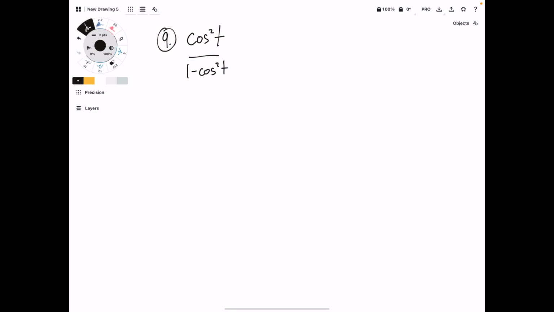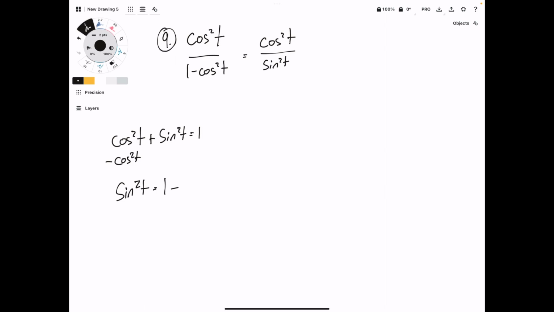For number 9, we have cosine squared t over (1 minus cosine squared t). So from our trig identities, we can figure out that the bottom is equal to sine squared t, because cosine squared t plus sine squared t equals 1. If we subtract this across, we'll have sine squared t equals 1 minus cosine squared t. So this is this. And then here, cosine squared over sine squared is equal to cotangent squared t. And this is our final answer.